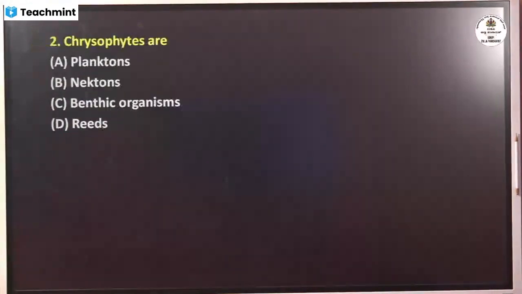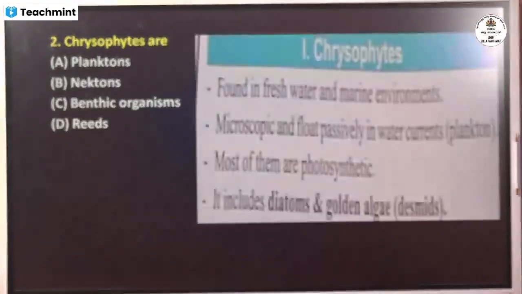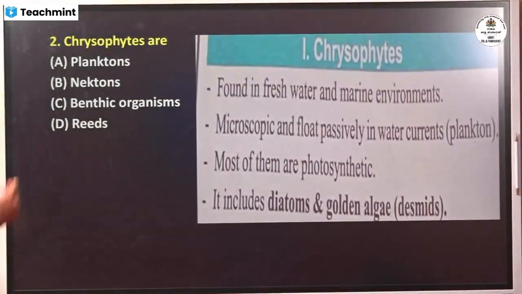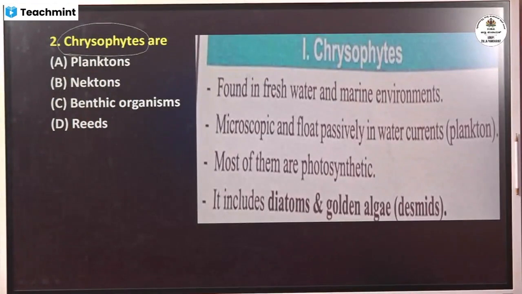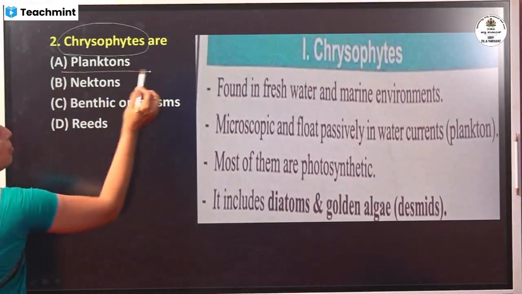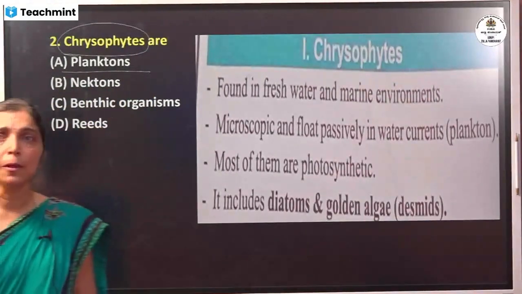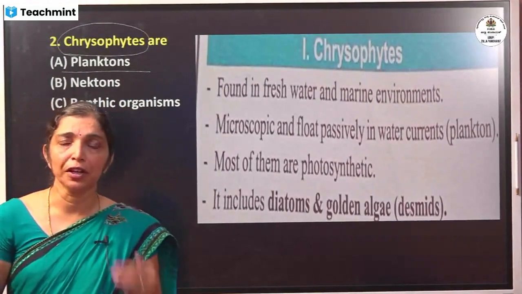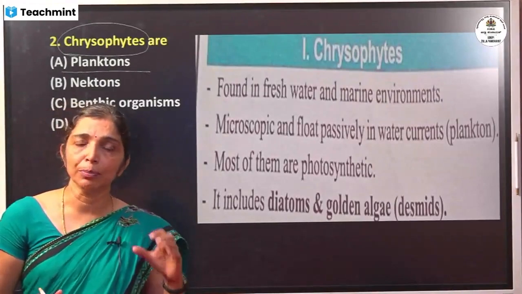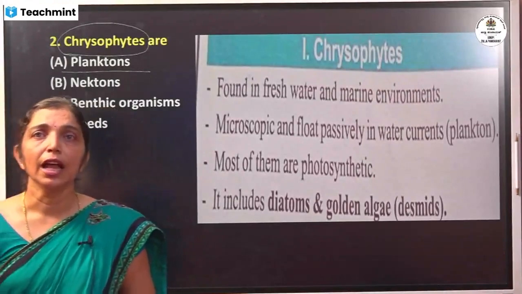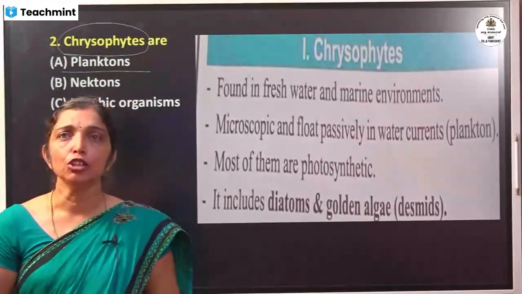Moving on to the next question. Chrysophytes are planktons, nectons, benthic organisms, reeds. So we know that chrysophytes are your diatoms. These are golden brown alga, isn't it? So they also include your desmids. Now, what do you mean by planktons? Planktons are organisms which are free floating. So we have the phytoplanktons as well as the zooplanktons. When we have the free floating organisms, when the plants, we call it as the phytoplanktons, and when it is the animals, we call it as the zooplankton.